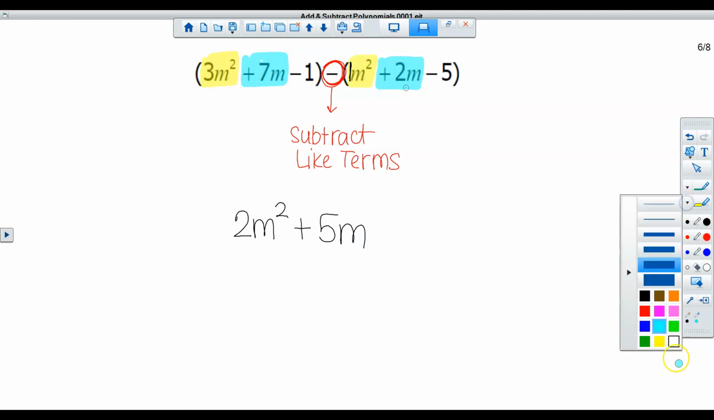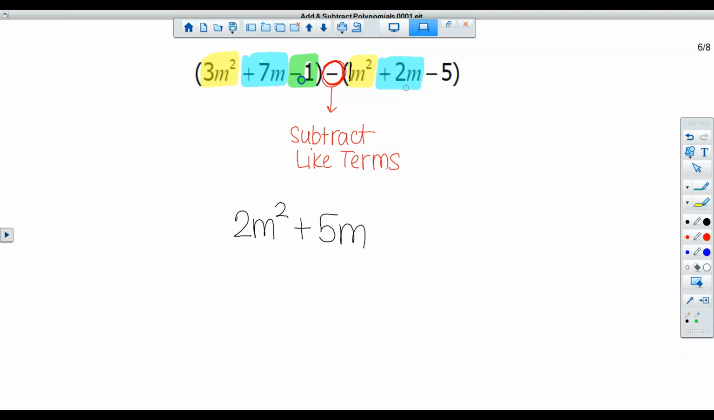Okay, one more to go. My last term is -1. He doesn't have a variable. Over here, the term that doesn't have a variable is this -5. So I am going to combine those two. Now remember though, it is a subtraction problem. This part we need to be careful with. We need to subtract these like terms.